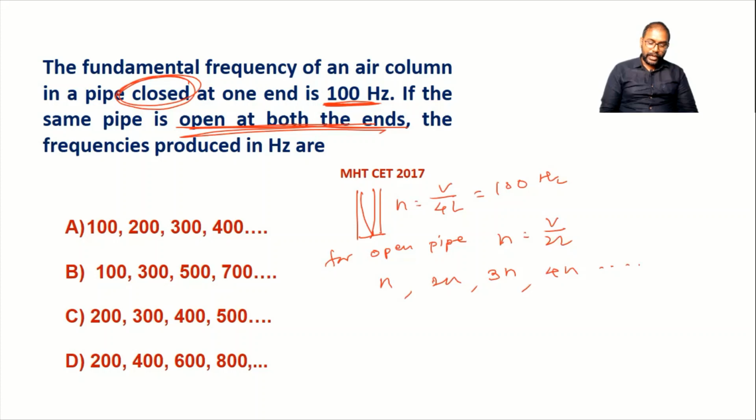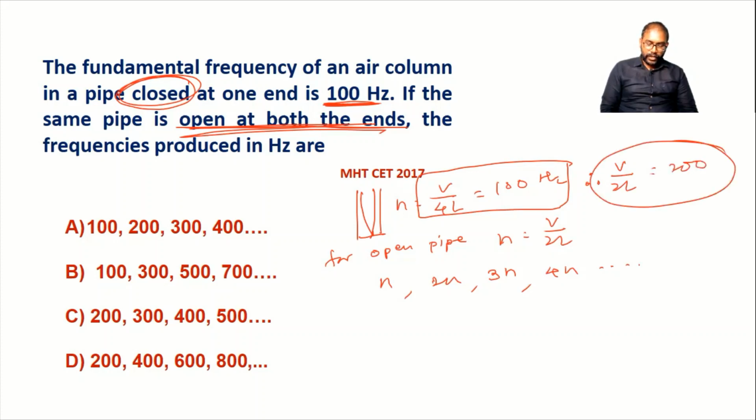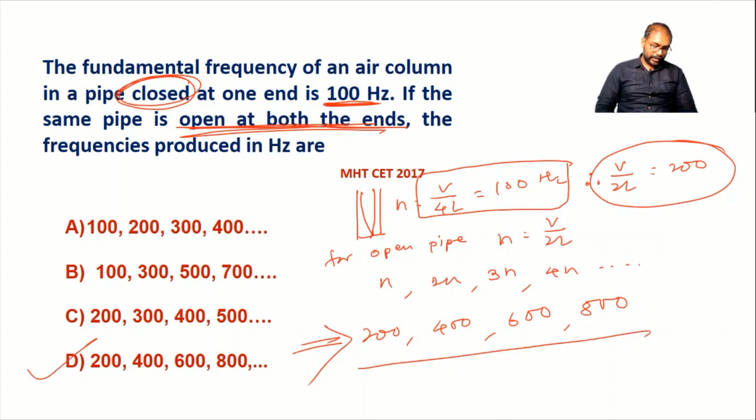Now here we know that V by 4L is 100. It means that V by 2L is 200. So here 200, 2 into 200 means 400, 3 into 200 means 600, 4 into 200 means 800. So this is the frequency of oscillations. So 2, 4, 6, 8, this is written in option D. So option D is the right option here.